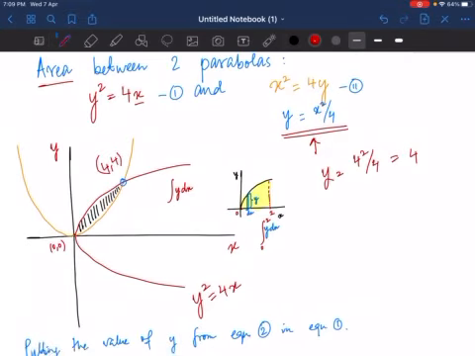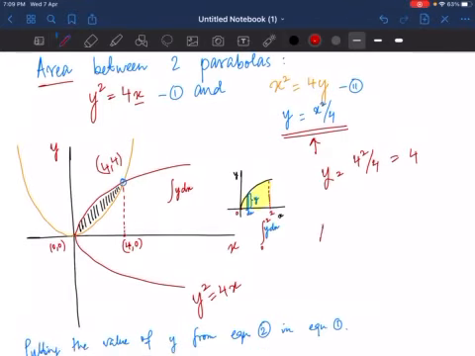So first thing we see that, let's just draw a vertical line from here and mark this point as (4, 0) because it's on the x-axis. So on the x-axis, the y value is 0. Now we have to find the area of this region. So how can we find it?